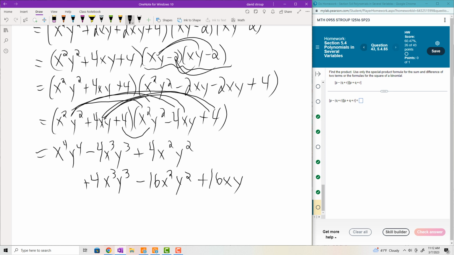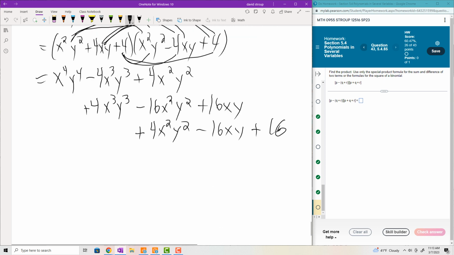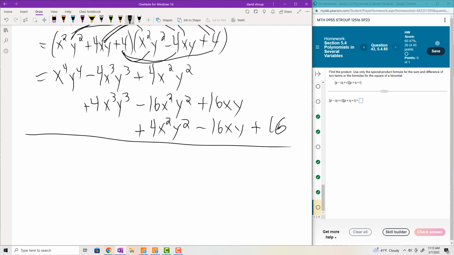And then the last one, plus 4x squared y squared, and then minus 16xy, and then plus 16. If you see what I did, I lined them all up in that vertical way, so I can add column-wise, and it's a little quicker.